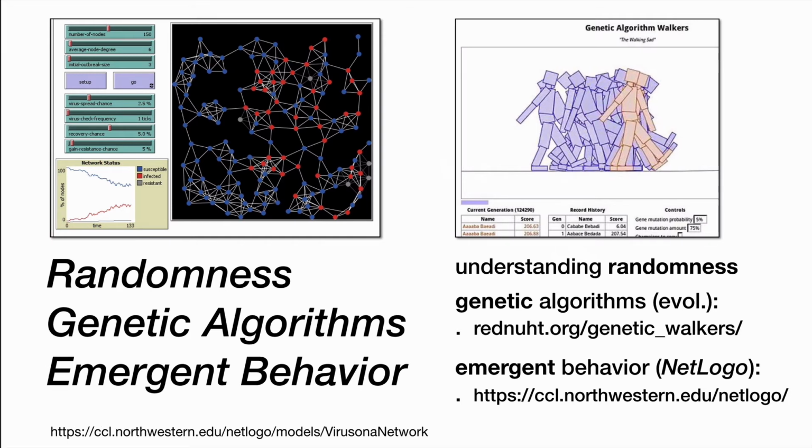So in the image on the left, there's a simulation of the spread of a computer virus through a computer network. High school students could just as easily take that model and, with its own programming language, modify that to model the spread of a human virus through a population, through a city, through a nation, through the world. So randomness connects to genetic algorithms. It's what makes them work, and genetic algorithms always produce emergent behavior.